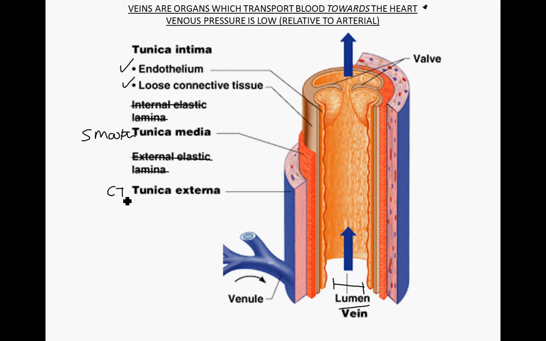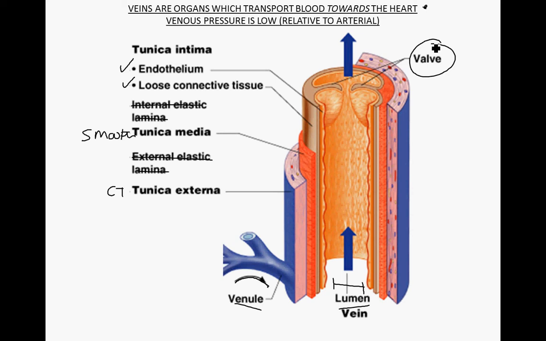So venules are small veins. Blood is draining from venules into the lumen of a vein, and then that's being taken back toward the heart. One feature that the veins have that arteries do not is they have these valves.